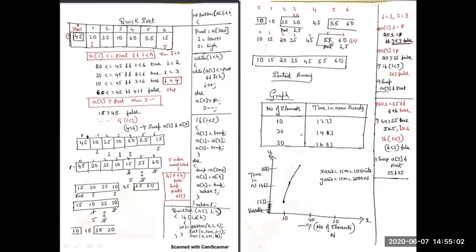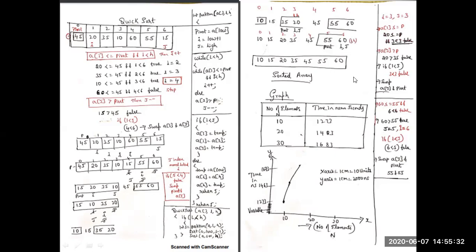Then you'll check j is pointing to which index, 5, and i is pointing to which index, 6. So 6 is less than 5 becomes false. Then what you need to do is swap. j is also pointing to the same thing as the pivot element. Swap this thing, means 55 and 55, so it will be in the same position. And then you get the sorted array. Hope you're clear with this, guys.